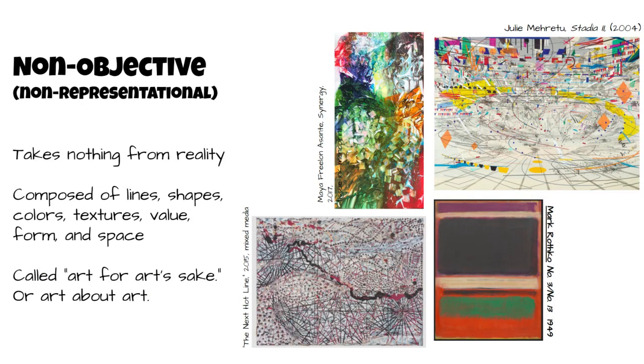Finally, non-objective art, the type of representation that is most misunderstood by the public. Non-objective art usually comes not from reality, no recognizable people, places, or things. It's simply lines, shapes, colors, etc. Some people call this art for art's sake, art about making an image.